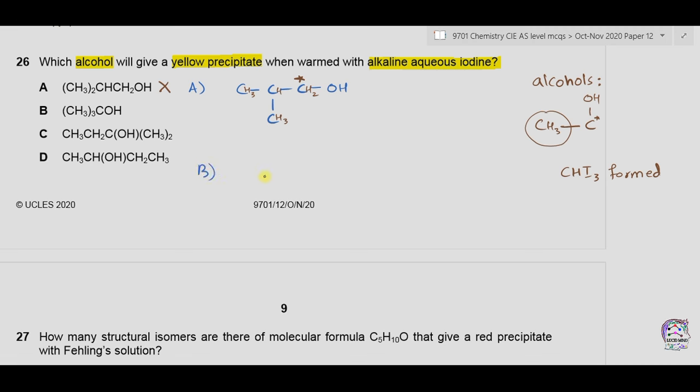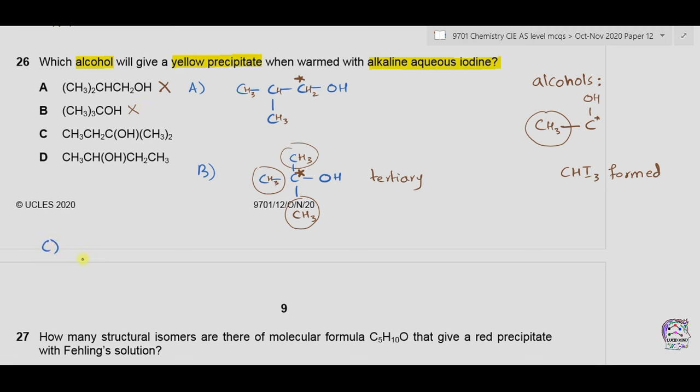B is alcohol having 2 carbon atoms in the long chain, and with second carbon atom 3 methyl groups are present. Putting hydrogens. As we can see that OH group is attached to this carbon, which is directly attached to the methyl groups. But this is the example of tertiary alcohol, and tertiary alcohol does not oxidize. So therefore option B will not give positive result with alkaline aqueous iodine.